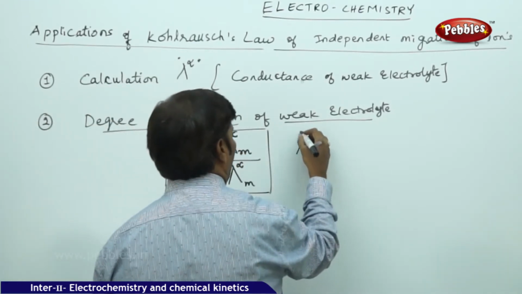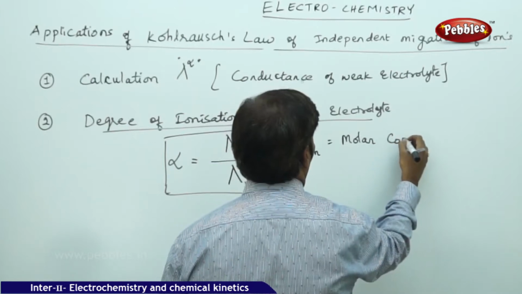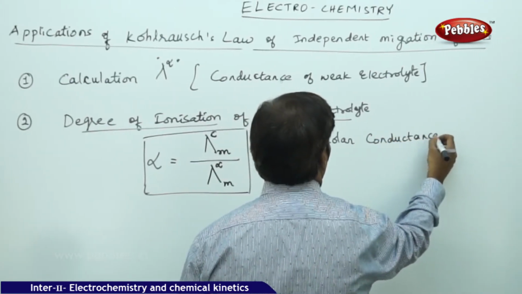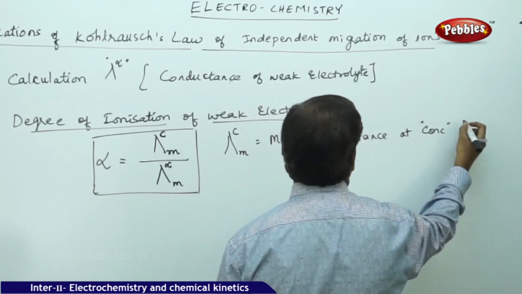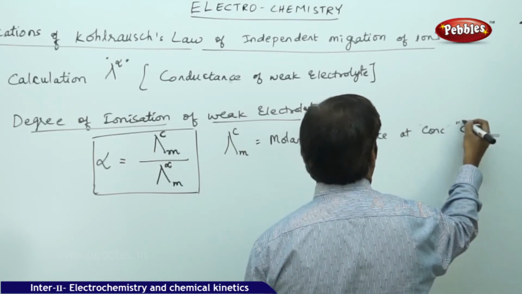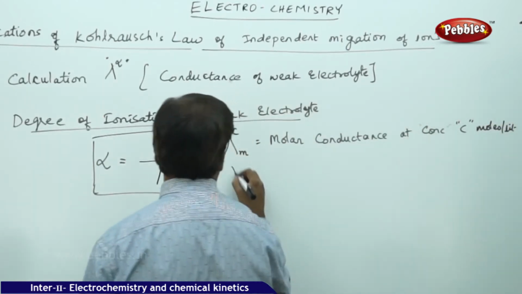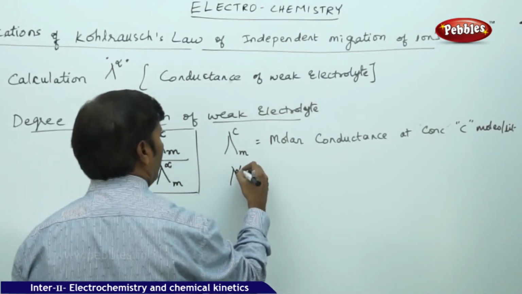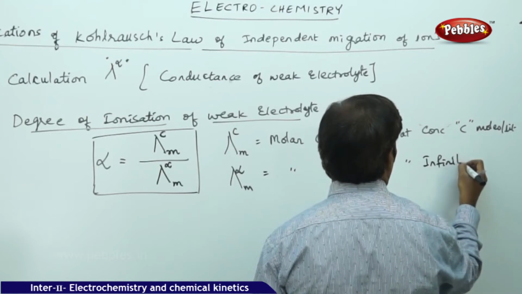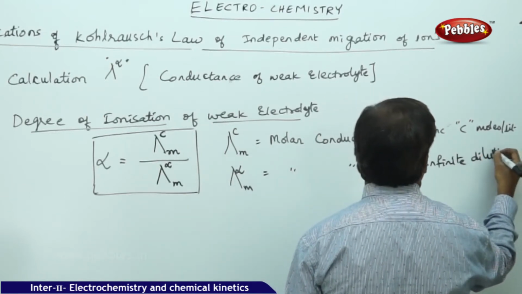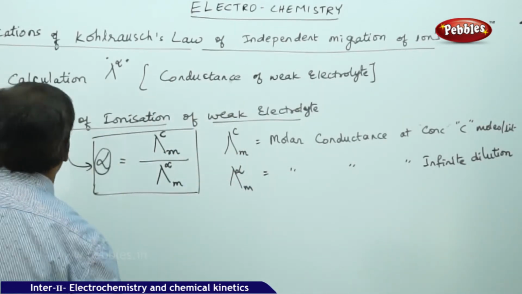Here lambda m at C is nothing but the molar conductance at concentration C moles per liter. Lambda m at infinity means the molar conductance at infinite dilution. Alpha represents the degree of ionization.